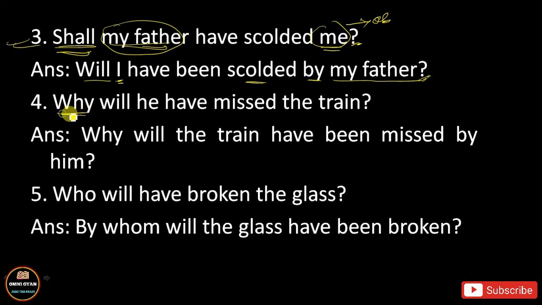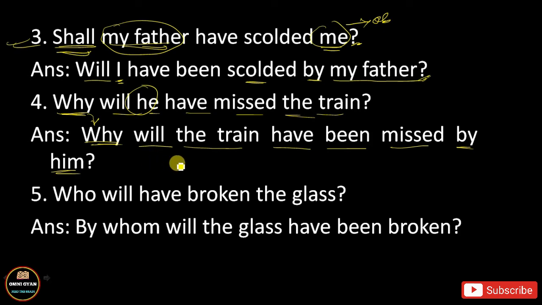Number 4, sentences beginning with interrogative word. So here why is the interrogative word. Okay. So, why will he have missed the train? As I told you, if your question in active voice begins with an interrogative word, you have to use the same interrogative word. So you also begin with why only. Why will, then object is the train. Why will the train have been missed? He is the subject. So by plus he, when you put subject in the end, he becomes him. Why will the train have been missed by him? And then you read once.